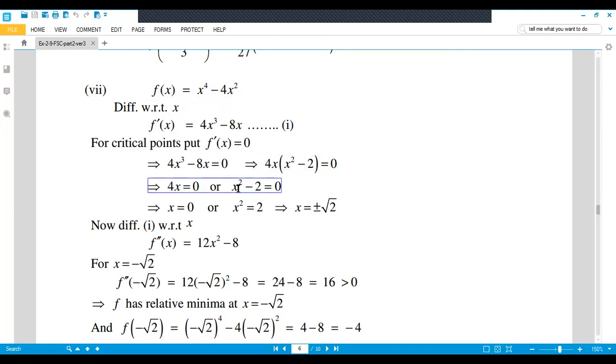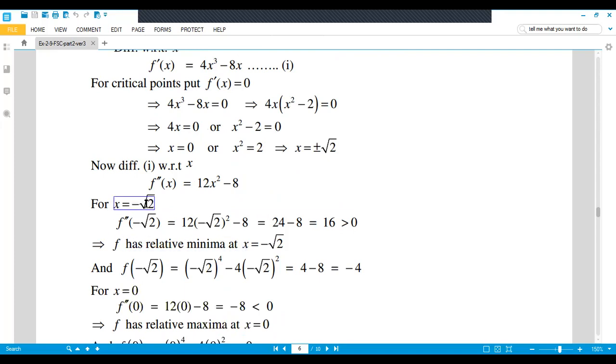So 4x equal to 0 or x square minus 2 equal to 0. So x equal to 0 and x square, this minus 2 shifted to this side, it will be positive 2. So x is equal to plus minus under root 2. So we get three values. One is 0 and the other two values are plus under root 2 and minus under root 2. Now we differentiate the first derivative again. The power will multiply with the coefficient. So 12, 4 3s are 12. Power subtract 1, so x square, and minus 8 because dx over dx is 1. So 12x square minus 8.